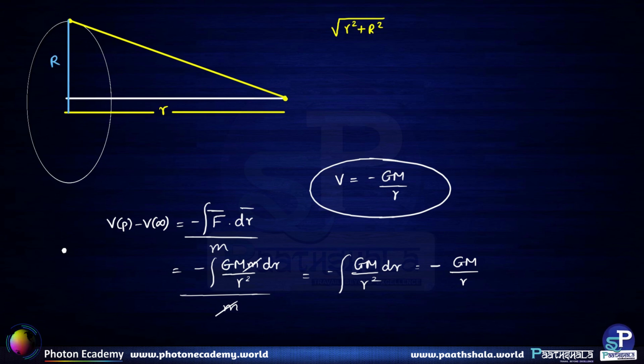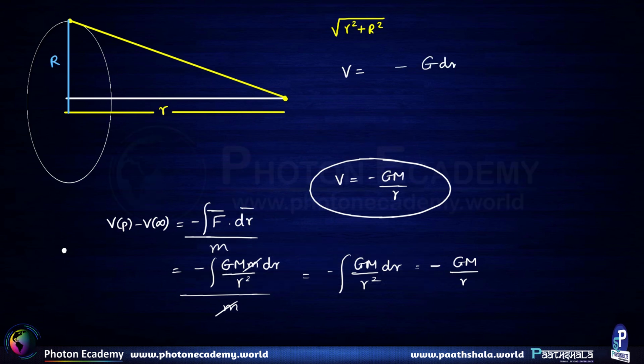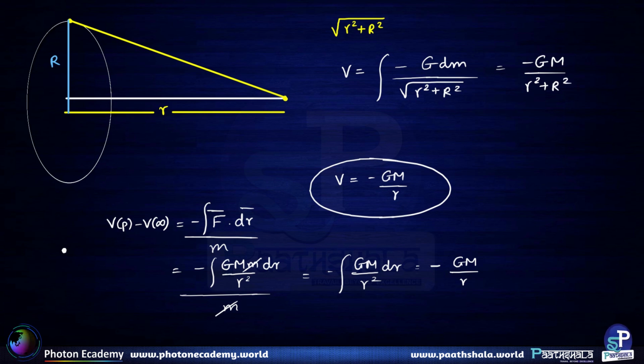So the potential is going to be simply V is equal to minus G dm upon under root of r square plus R square, the integration of this. The only variable is mass, so after integrating this comes out to be minus Gm upon under root of r square plus R square. So this is the expression of the potential for a ring.